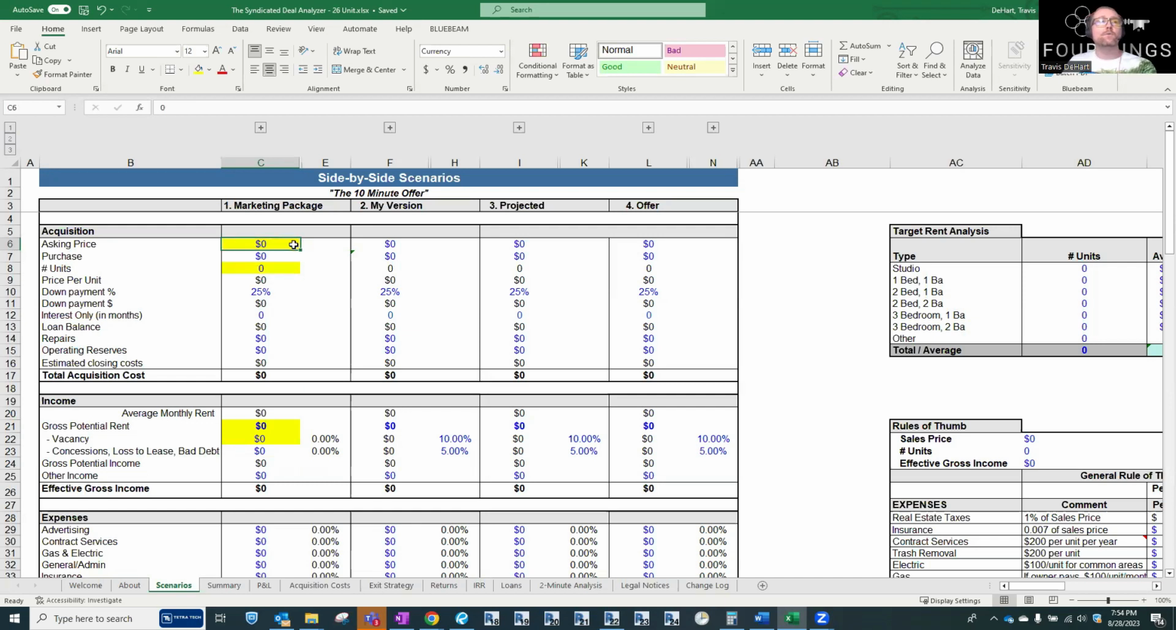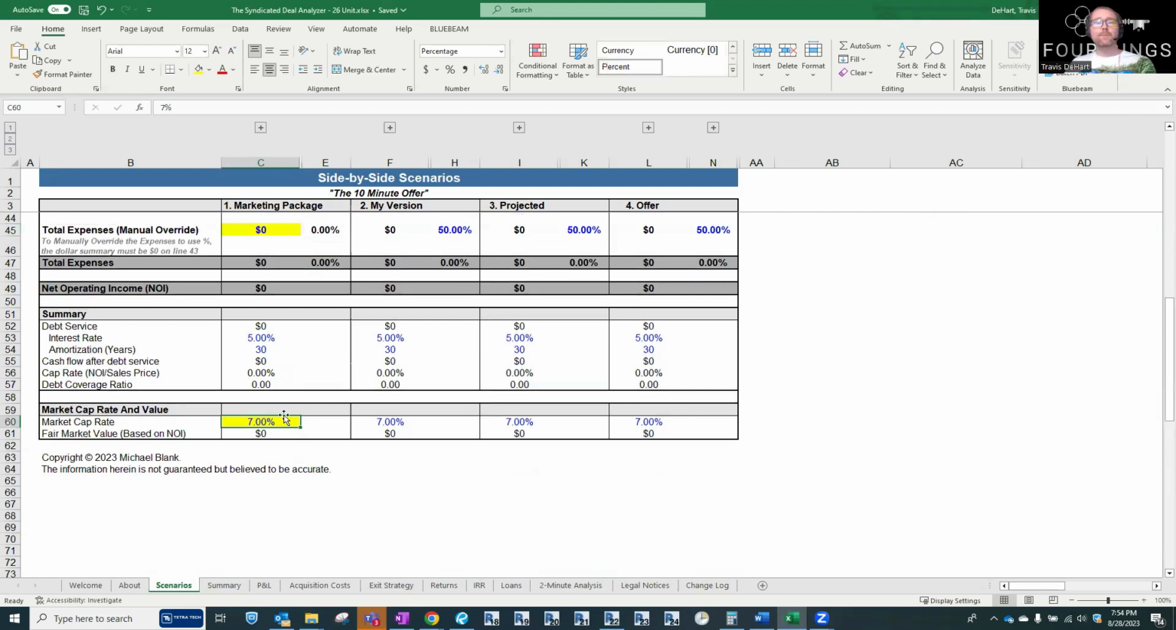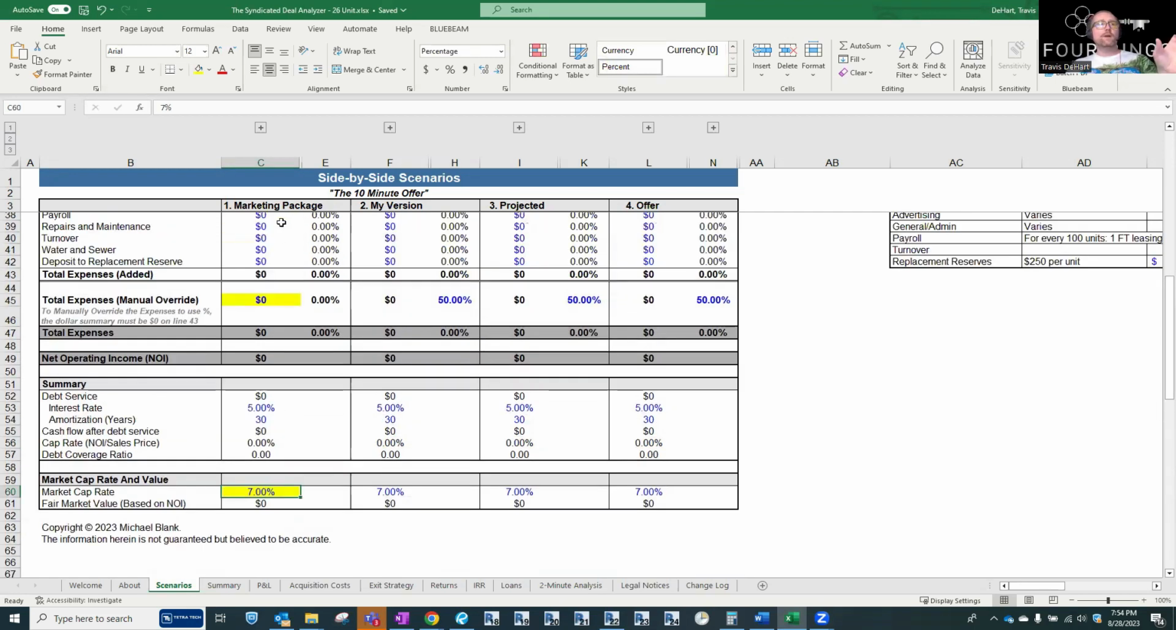We're going to ask for or look for the asking price, number of units, the gross potential rent, what the vacancy rate is, what the total expenses are, and what the cap rate is. And then right here, you would enter everything into this marketing package one, and it'll give you a fair market value of what the property should actually be valued at.